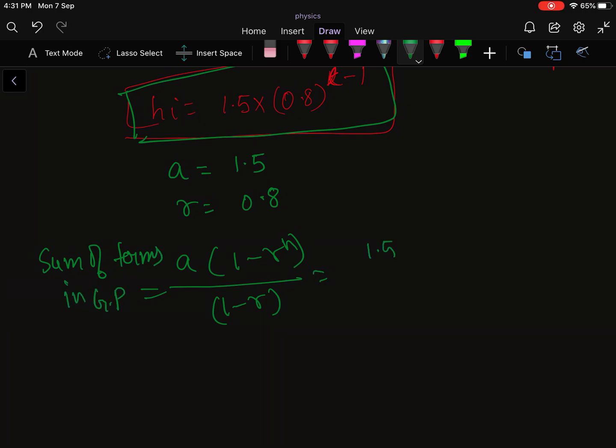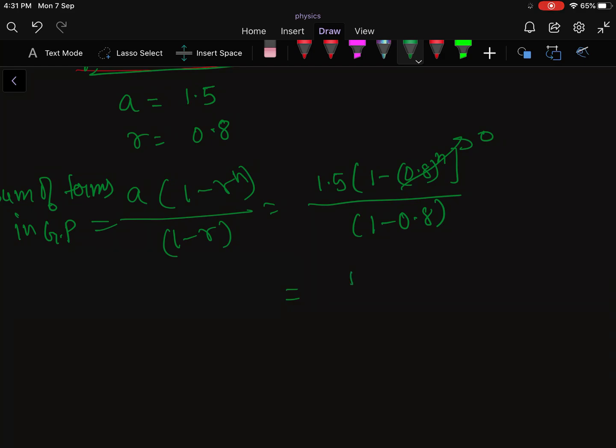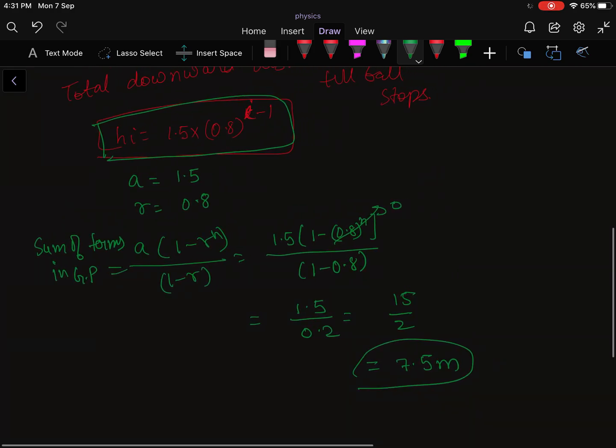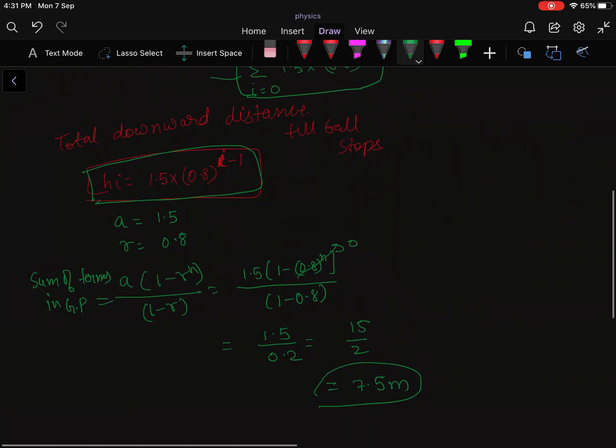So it will be 1.5 into 1 minus 0.8 to the power n, where n is the total number of terms. Since the number of terms is infinite and 0.8 is less than 1, this power will become 0, so it will become 1.5 divided by 0.2. That is 15 by 2, which is 7.5 meter. So the ball will travel a total downward distance of 7.5 meter. Is it clear?